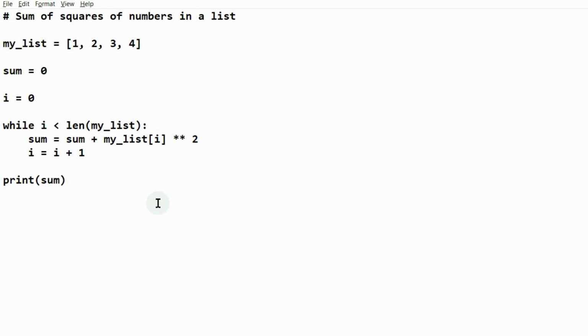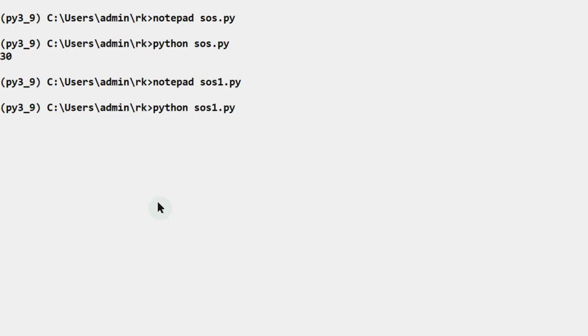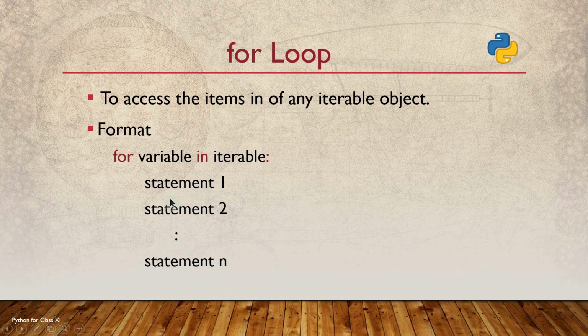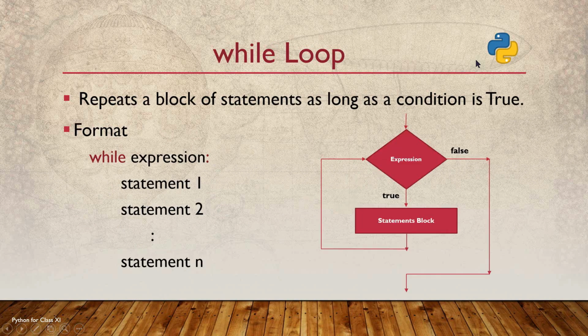Let me execute this program. python sys1.py, then we got the same 30 as the sum of squares of all the elements present in that list. That's all guys. In this way we can use loops to repeat a set of statements until a certain condition is satisfied. We can use the for loop to access the individual elements of any iterable object like list, tuple, string. We can use a while loop to repeat the execution of a set of statements as long as a condition is satisfied.